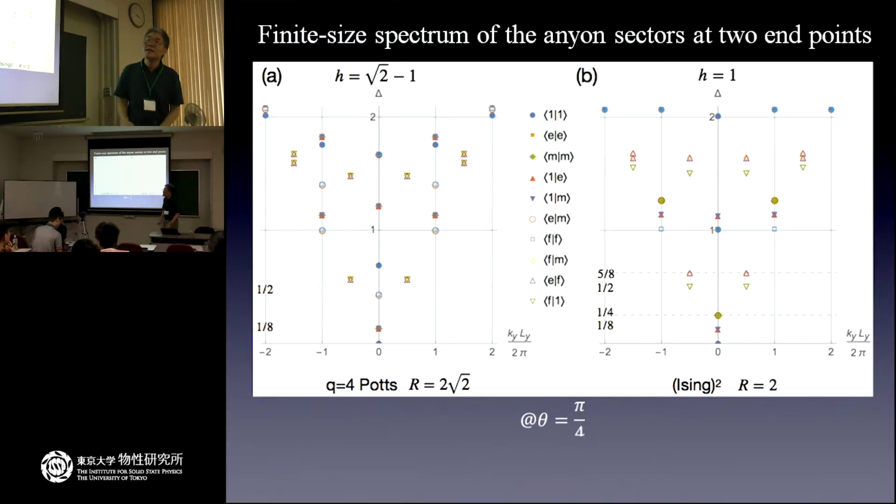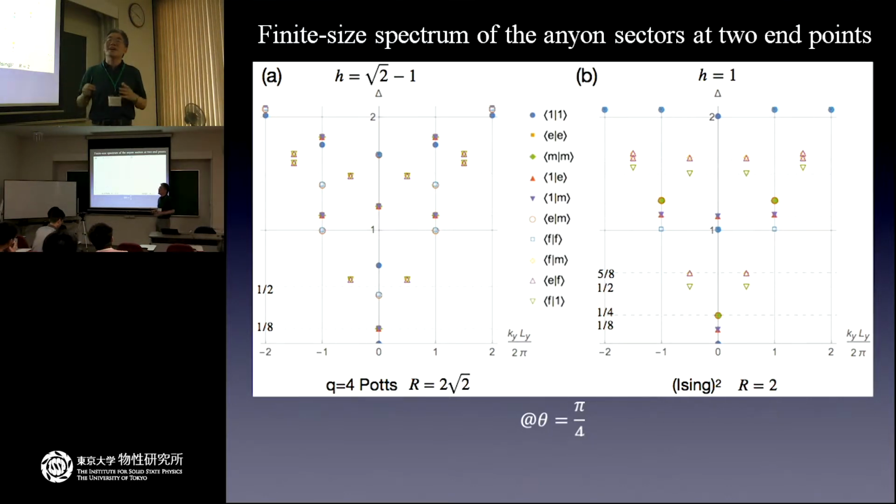Excuse me, I have a question. Between A and B, did you calculate the conformal tower? Yeah, but here we calculate the transfer matrix operator eigenvalue spectrum, which corresponds to the finite size excitation spectrum of the CFT.